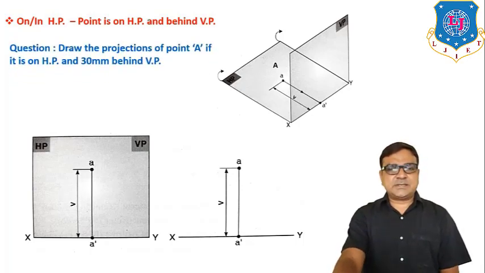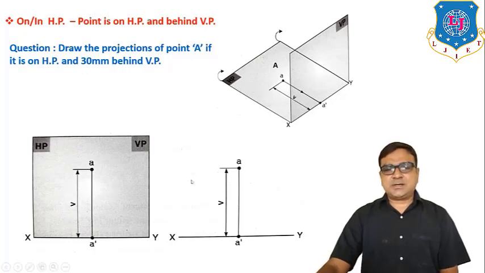Suppose the question is: draw the projections of point A if it is on HP and 30 mm behind VP. So for this question, this is our solution, in which the value of V is equal to 30 mm.